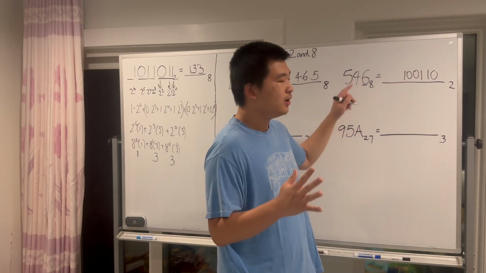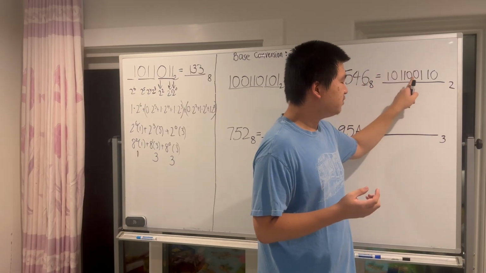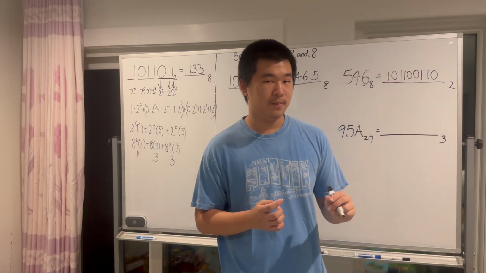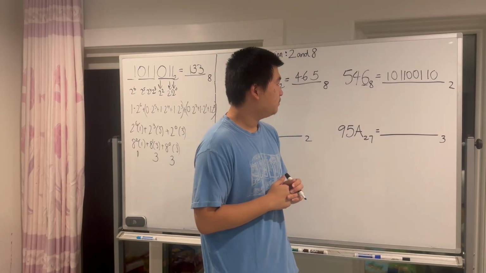And notice 5, when we express that in base 2, that's 1, 0, 1. So it's going to be 1, 0, 1, 1, 0, 0, 1, 1, 0 in base 2. And now I want to note another very nice thing about this technique.